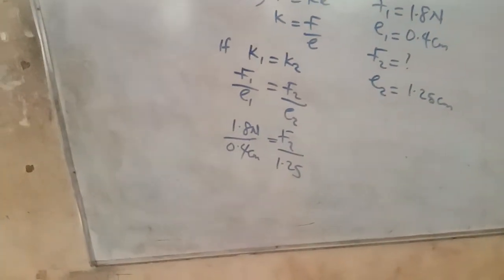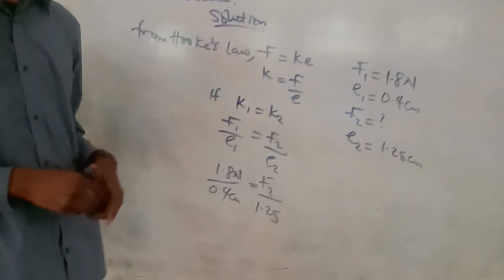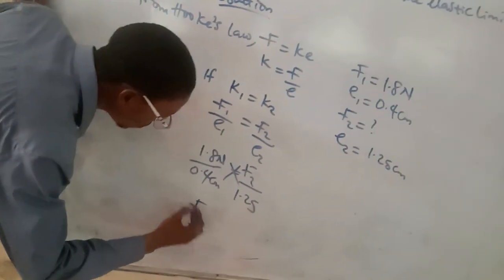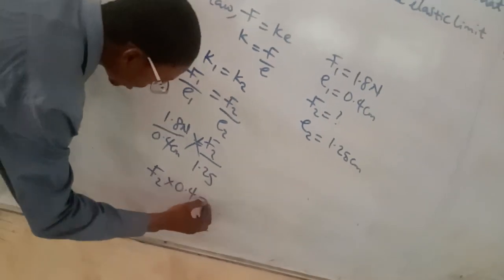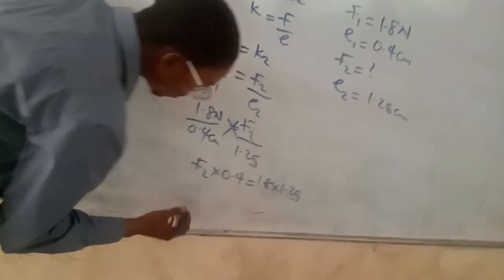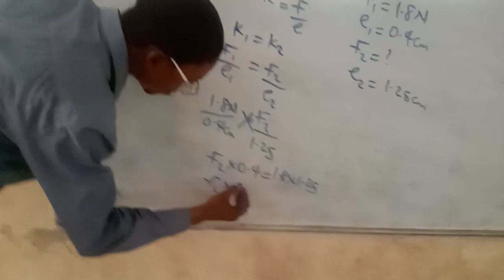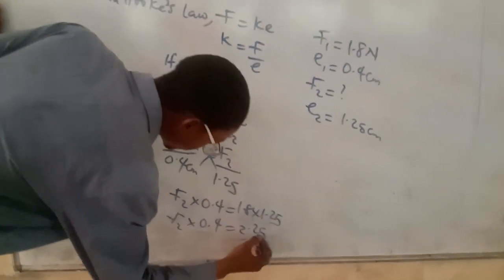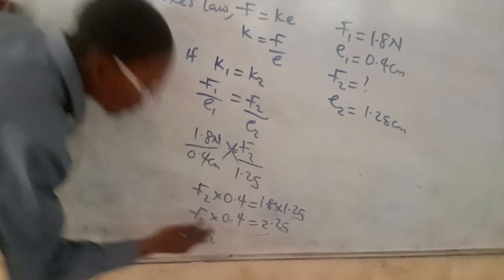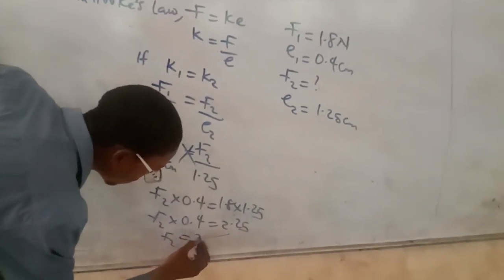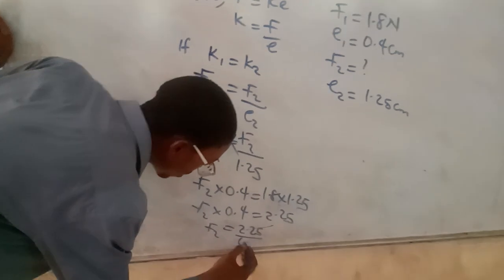Now, the next thing we do is to cross multiply. Then we have F2 times 0.4 equals 1.8 times 1.25. What is 1.8 times 1.25? That is 2.25. Now, for our F2, we divide both sides by 0.4. By dividing both sides by 0.4, we are going to have 2.25 over 0.4.